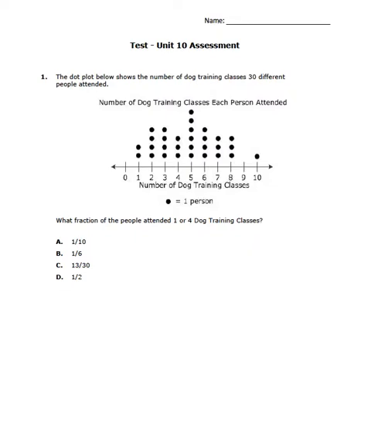So let's get started. Number 1, the dot plot below shows the number of dog training classes 30 different people attended. Number of dog training classes each person attended. Number of dog training classes, dot equals 1 person. What fraction of the people attended 1 or 4 dog training classes? A, 1/10, B, 1/6, C, 13/30, D, 1/2.